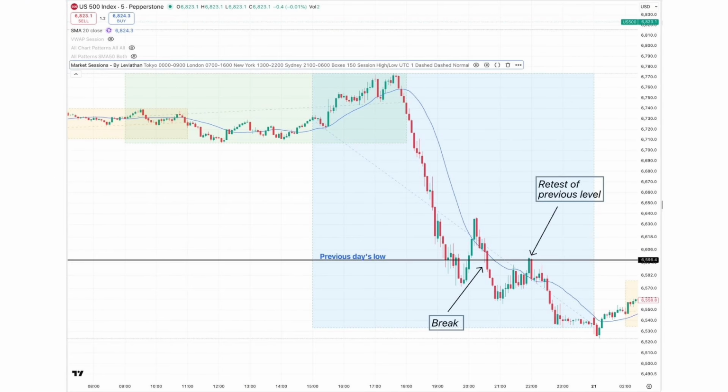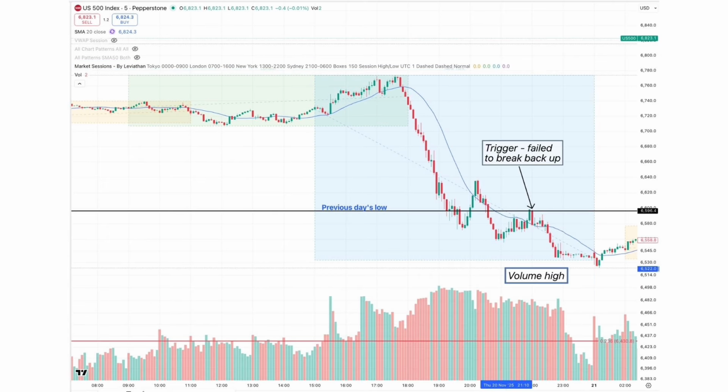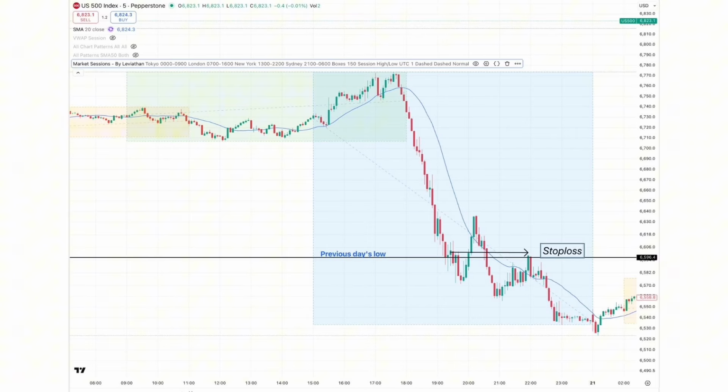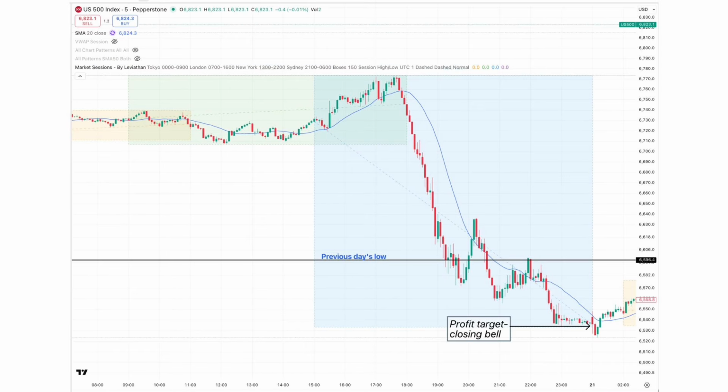Number three, you'll wait for a simple trigger, and you don't need anything fancy for this. For example, a break and retest of a key level: price breaks the low, pulls back, fails, and then starts to roll over again. Or a small failed bounce in the last 15 minutes, a spike up that is immediately sold into. You'll enter short as that failure confirms with your stop above the recent swing high or above the broken level. And of course, your target will be the closing bell.